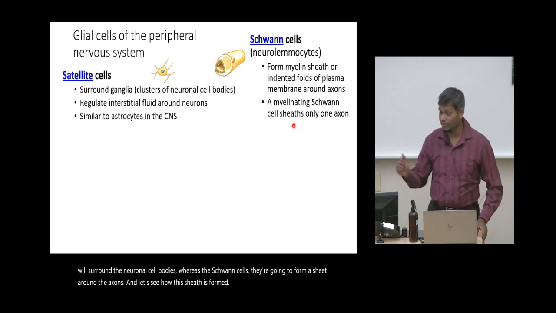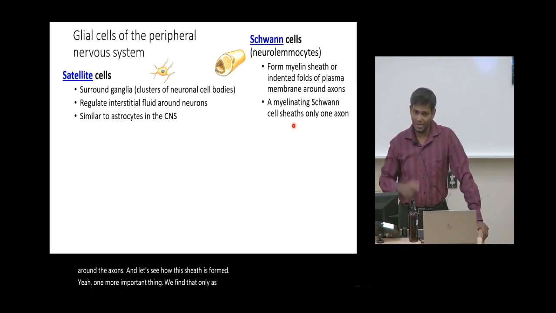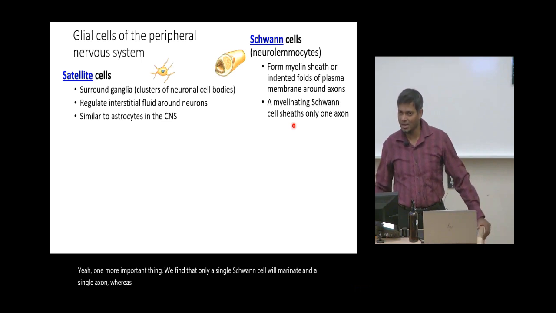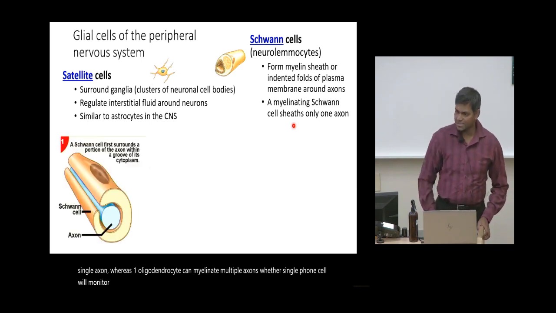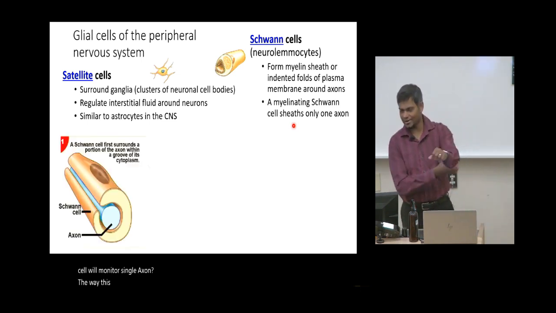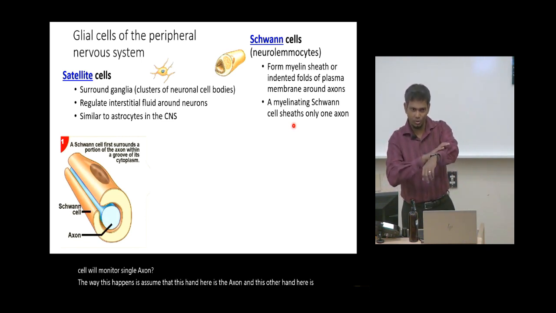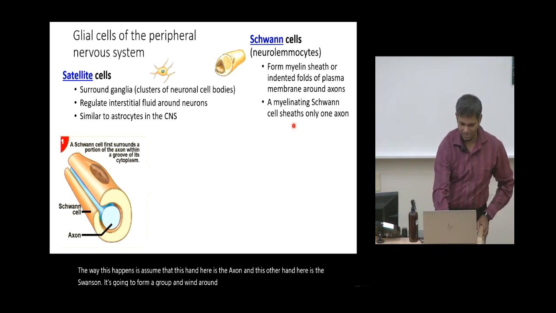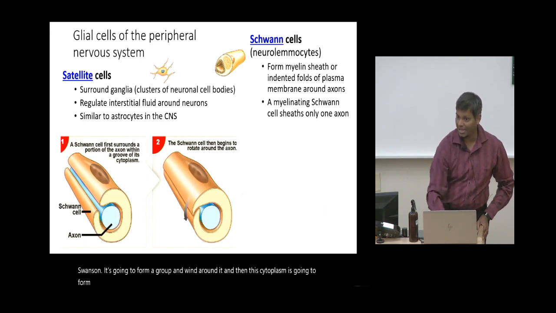One more important thing: only a single Schwann cell will myelinate a single axon, whereas one oligodendrocyte can myelinate multiple axons. The way this happens is, assume that this hand here is the axon and this other hand is the Schwann cell. It's going to form a groove and wind around it, and then this cytoplasm is going to form multiple circles around the axon.